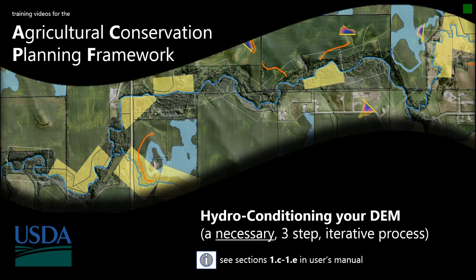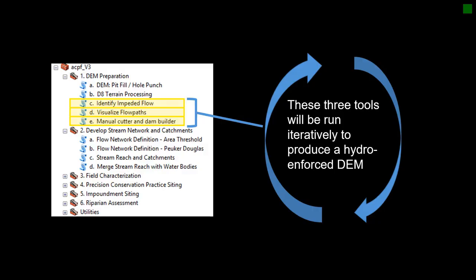In this video, we are going to go over the 3 tools used to create a hydro-conditioned DEM. It is an iterative 3-step process, and it is necessary to complete before you conduct any watershed modeling. Here are the 3 tools involved in the iterative editing process of your DEM.